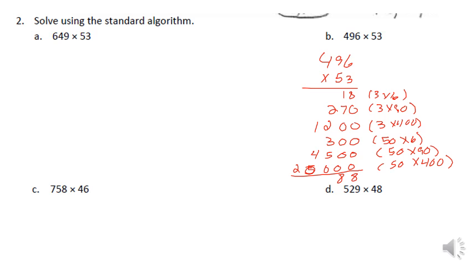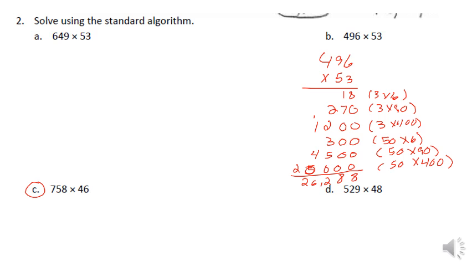Now we have to add them up. There's 8, 8. There's 4, and 3 is 7. 5 is 12. 6. So we have 26,288.